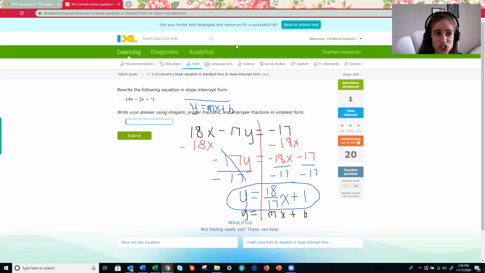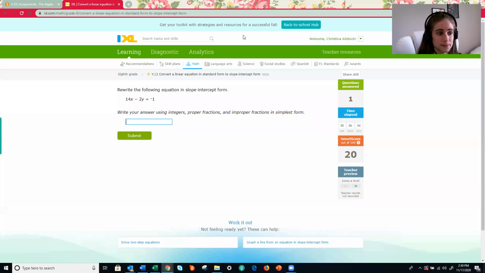All right, let's do one more. So let me clear this. So once again, we want to convert to slope-intercept form. And slope-intercept form is y equals mx plus b. That's not in slope-intercept form. That's not anywhere close. So I'm just going to rewrite it. So 14x minus 2y equals negative 1.